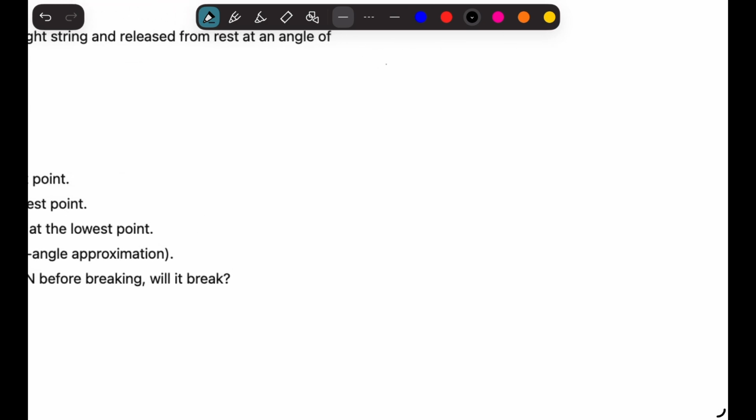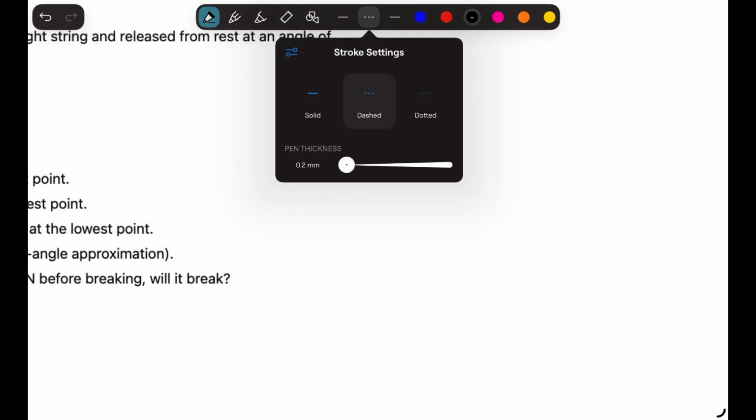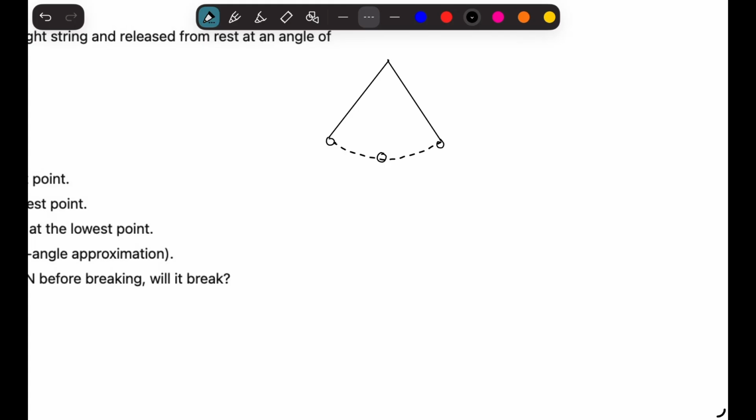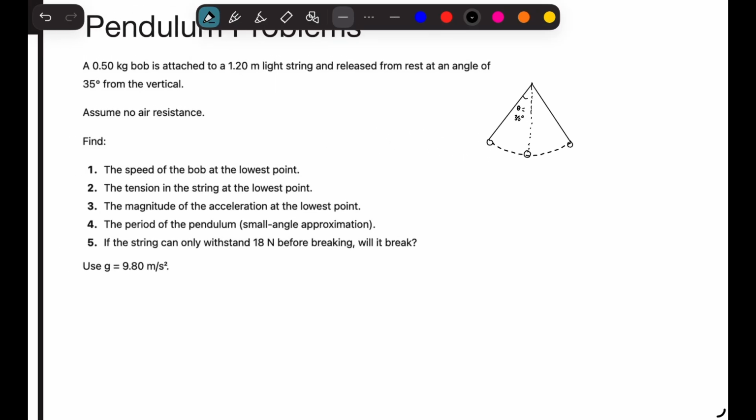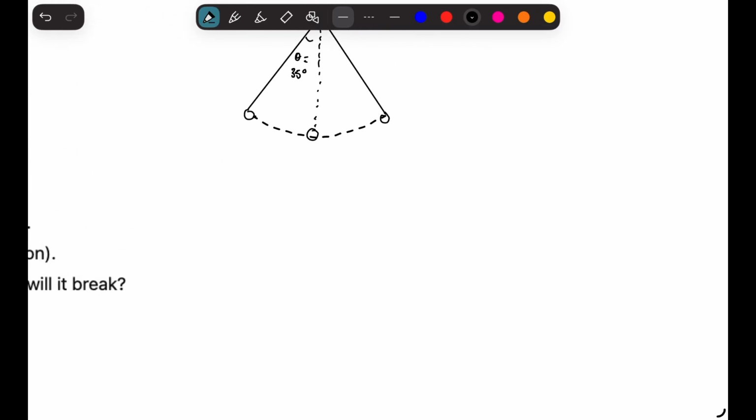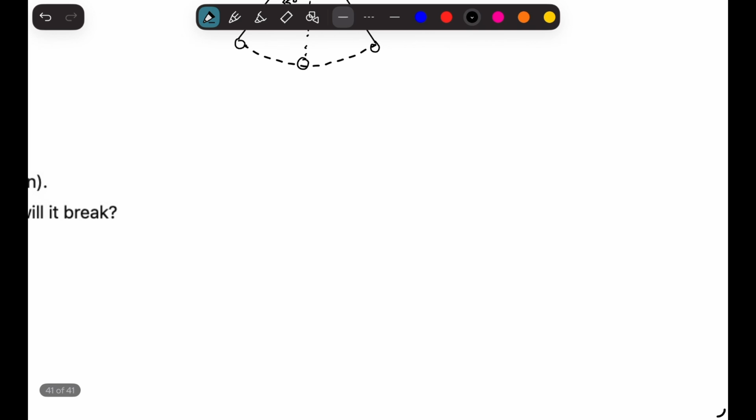So let's draw out our pendulum here. Our pendulum, we're going to have at a point like this, and it's going to be like this, and let me adjust this to be a little bit smaller. So the angle that it's going to swing at is going to be 35 degrees, and we're going to assume no air resistance. So our mechanical energy is going to be conserved.